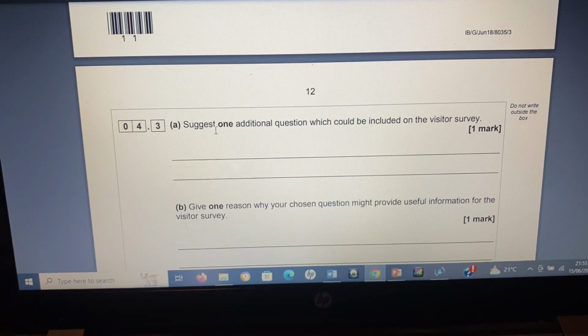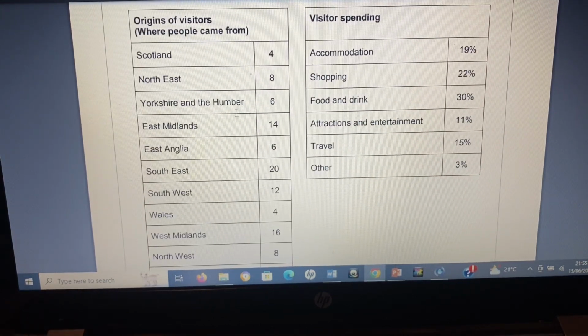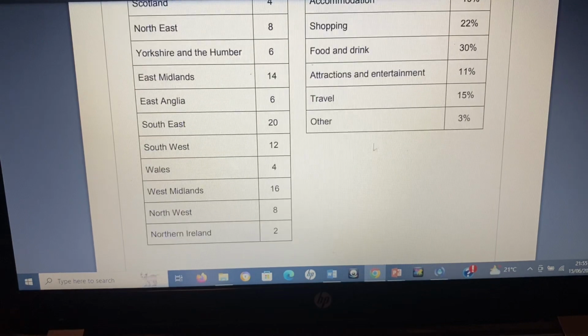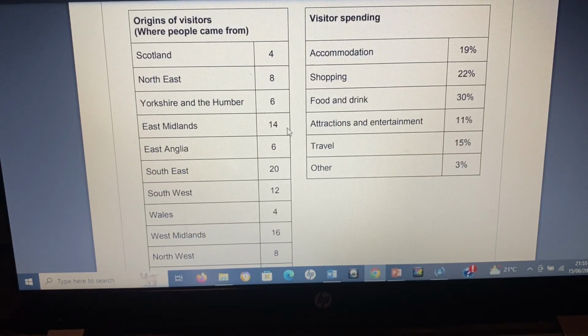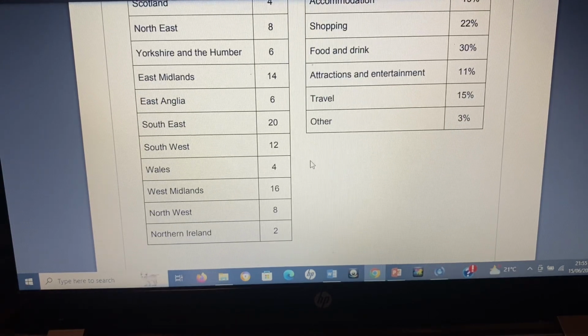Look at this question. Suggest one additional question which could be included in the visitor survey. Looking back at this now, what's another question they could have potentially asked? This only shows you where they came from and what they spent their money on. You could have maybe asked, how far did you travel? You could have asked where specifically they came from.